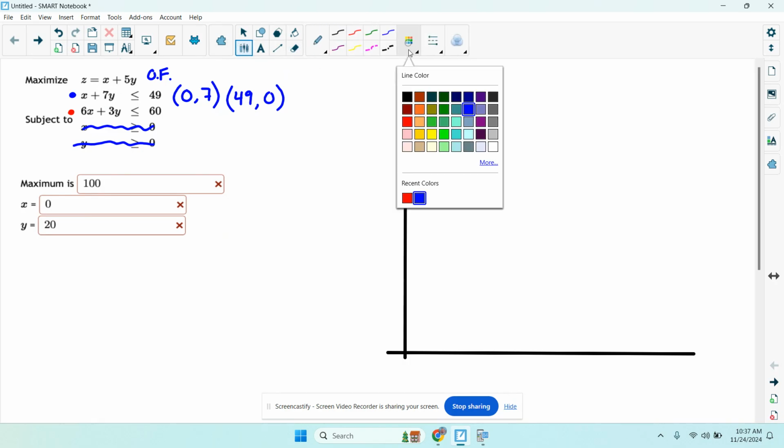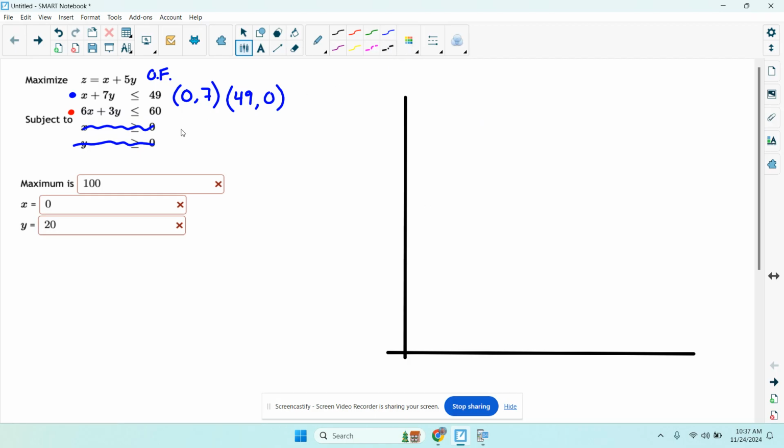So let me do the intercepts for the second one, then we'll graph it all together. If I let x be 0, I get 3y equals 60, so y equals 20. If I let y be 0, I get 6x equals 60 or x equals 10.